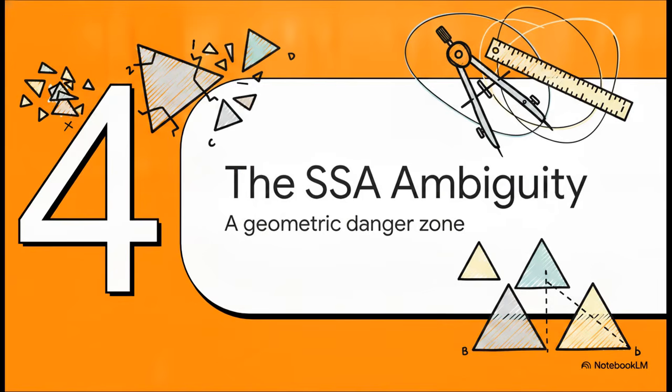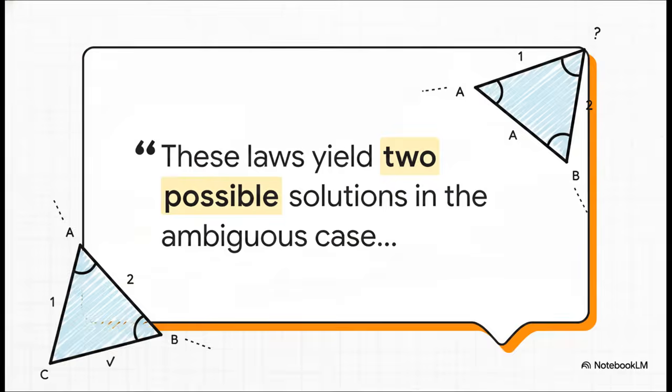Which brings us nicely to part 4, the SSA ambiguity. We're entering the danger zone here. Our mathematical standards explicitly call out the issue with this particular rule breaker. They state, these laws yield 2 possible solutions in the ambiguous case, illustrating that side-side angle is not a congruence criterion. Let that sink in for a second. Side-side angle, or SSA, mathematically fails to guarantee a single, unique congruent triangle.